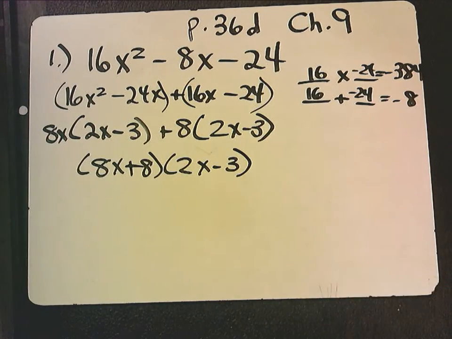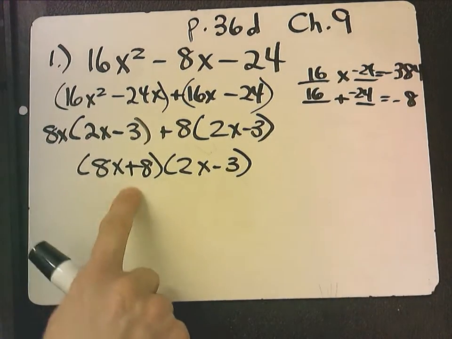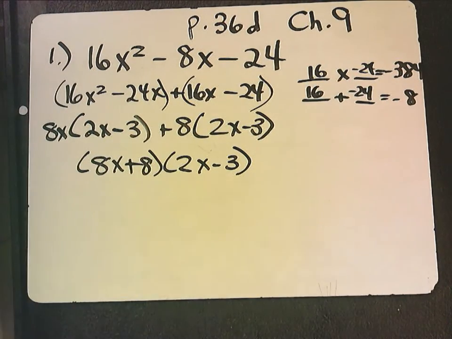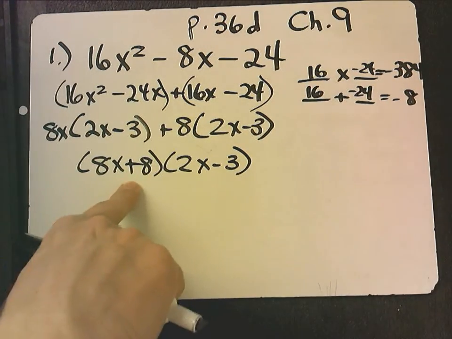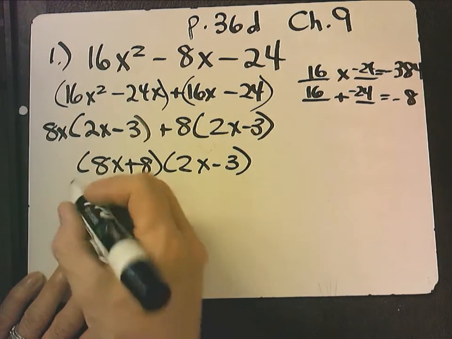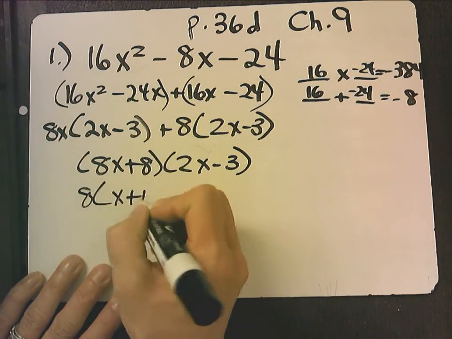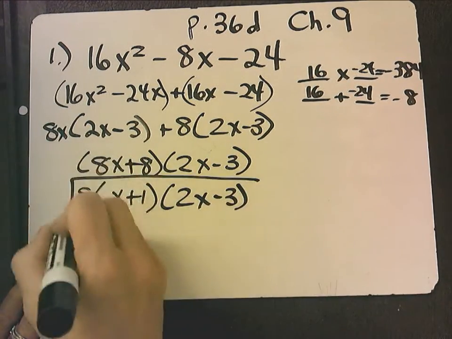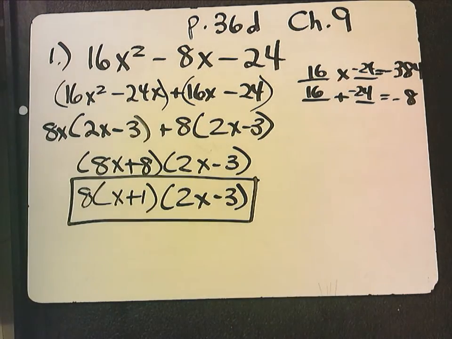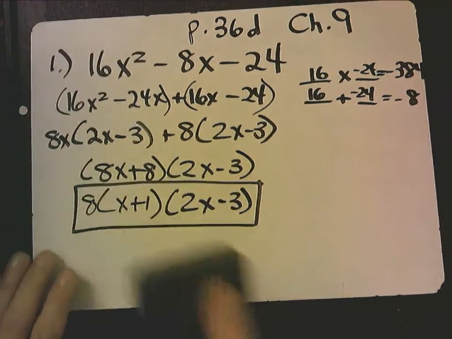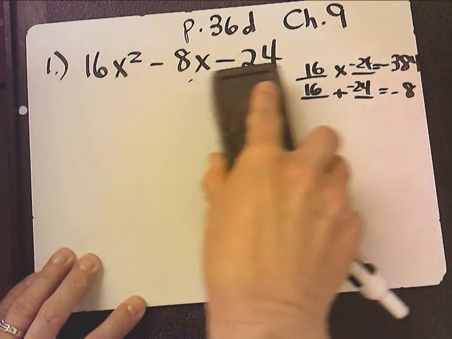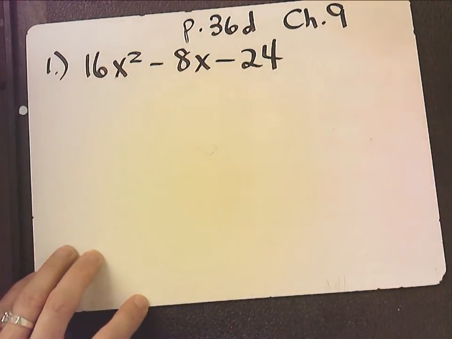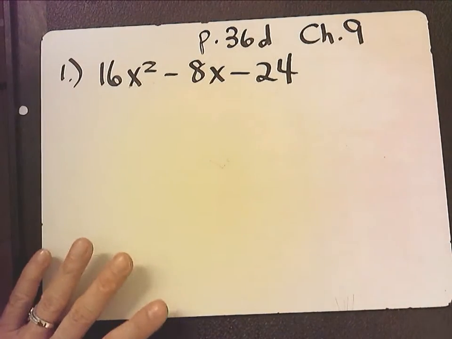But in fact, this is not fully factored, because you always need to check your binomials and see if they have a common factor. Now I have a common factor here, and it's 8. So now I have to factor out the 8 from that binomial, and this is my final answer. And this is correct. But it's much easier if I would have factored out the 8 to start with. So I wrote this twice on the paper, so you can do it once the wrong way, and now let's do it again the right way.